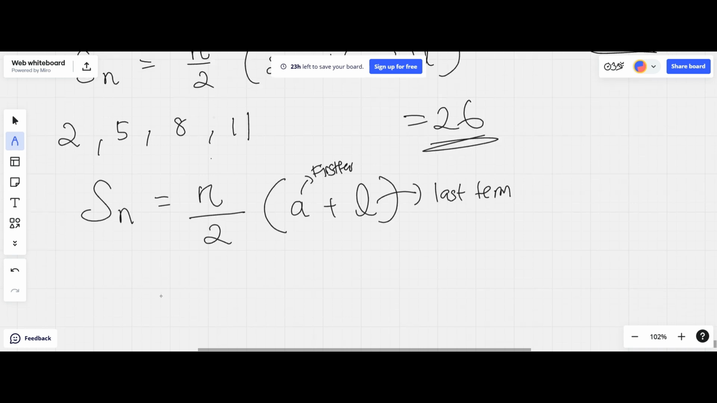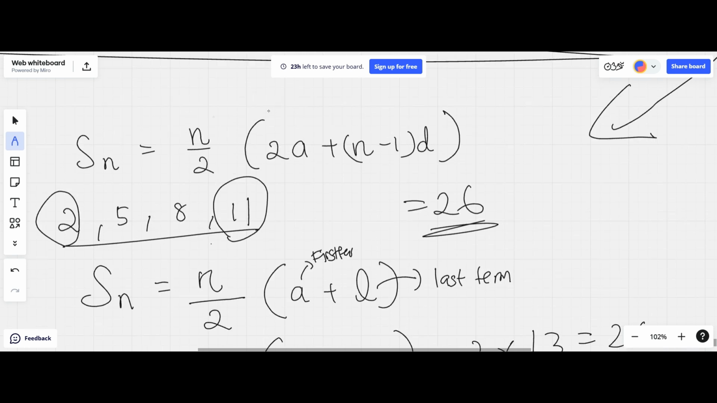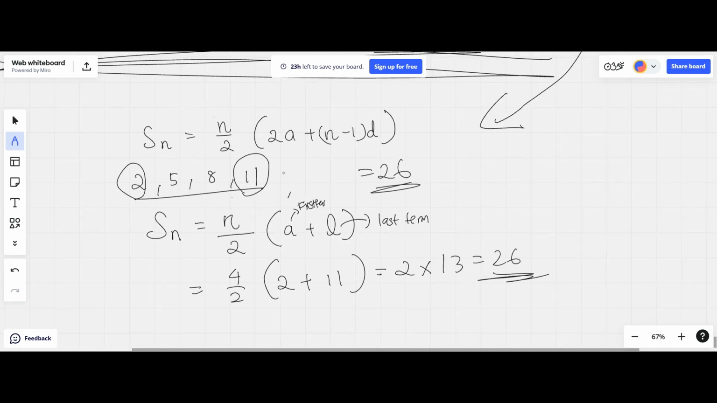So what we can do: n by 2. There are four terms. So 4 by 2, a plus, what is a? First term, 2, plus, here we know the last term. What is the last term? 11. So 4 divided by 2 is 2, 2 into 2 plus 11, 13. So 26. So you can use this formula and get 26. If you know the last term, you can directly use this formula and get the sum.